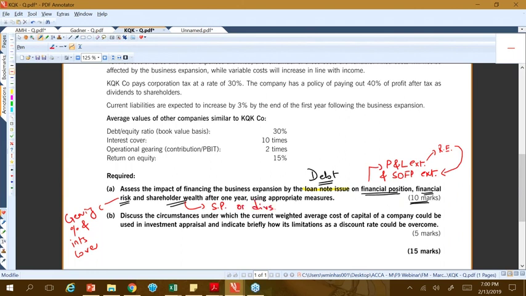So I will have to construct a bit of P&L extract, take the numbers into the SOFP extract, and then do a bit of gearing percentage, interest cover, and then something on the dividends as well. So that is all for 10 marks. Let's read this question and then have a try at this.